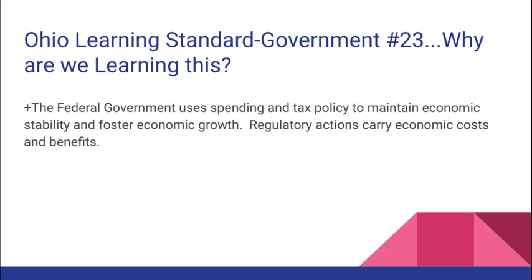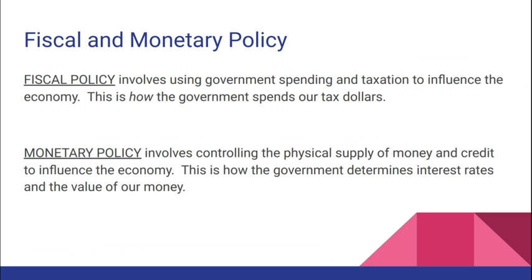So, it's found in Ohio Learning Standard number 23. The federal government uses spending and tax policy to maintain economic stability and foster economic growth. Regulatory actions carry economic costs and benefits. First, we just have to have a working definition of the two words. Fiscal policy is how government spends our tax dollars. So, how is the government spending the money? How is taxation being used to influence the economy?